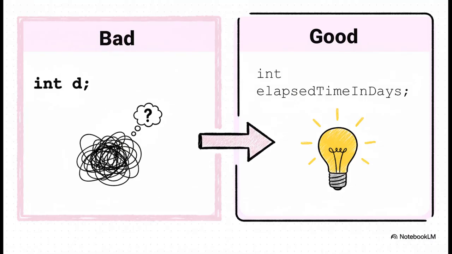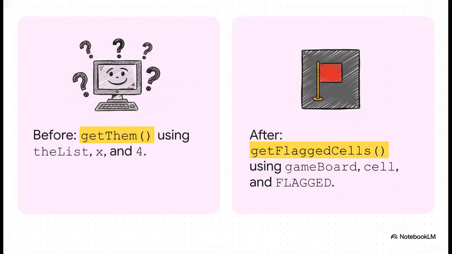This slide right here sums up the entire philosophy perfectly. On the left, you've got the variable d. It's so vague it actually needs a comment to explain what it is. But on the right, elapsed time in days is crystal clear all by itself. So here's the key takeaway. If a name needs a comment to explain it, the name has already failed. Simple as that.